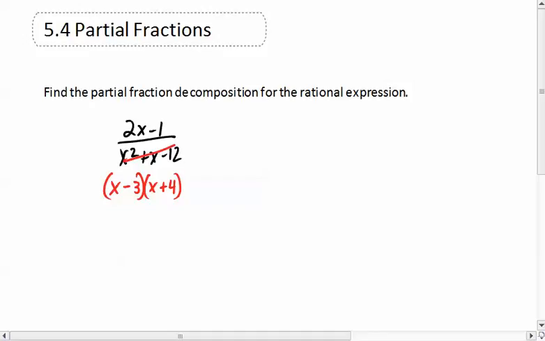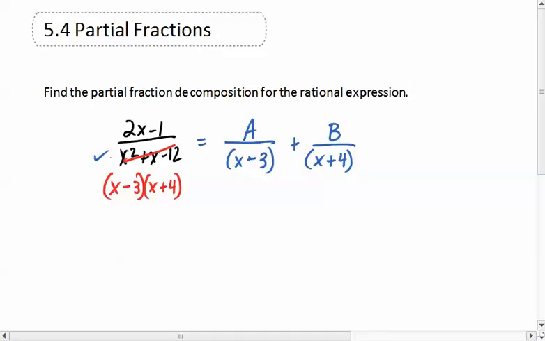Then you realize, oh, these would have to be linear parts, and here's what I mean by that. This right here would need to be that, and the other one would be another linear expression, and so this is going to just be A and B. So there's how to set it up. You make sure that you factor the bottom, and then you put the parts there underneath the A and the B.